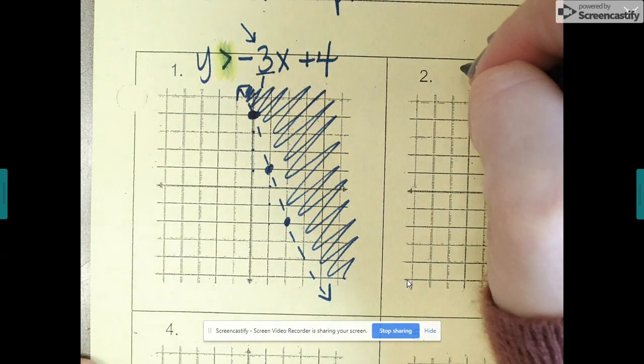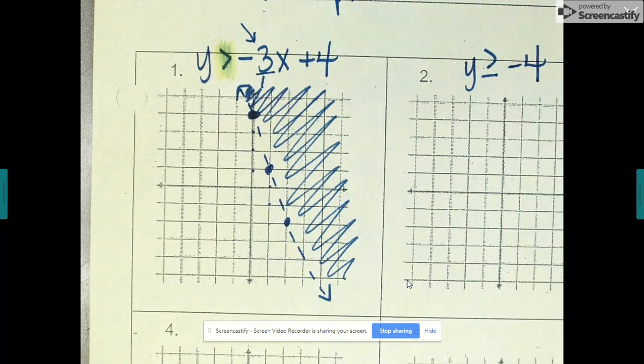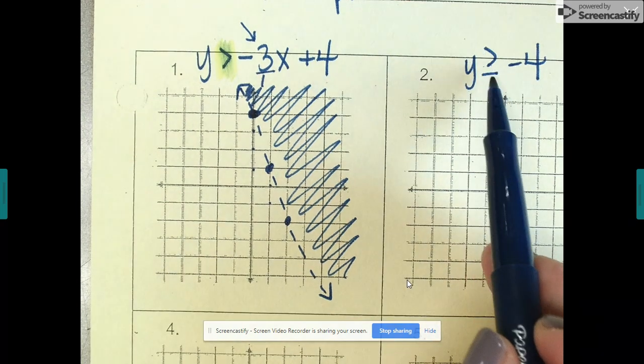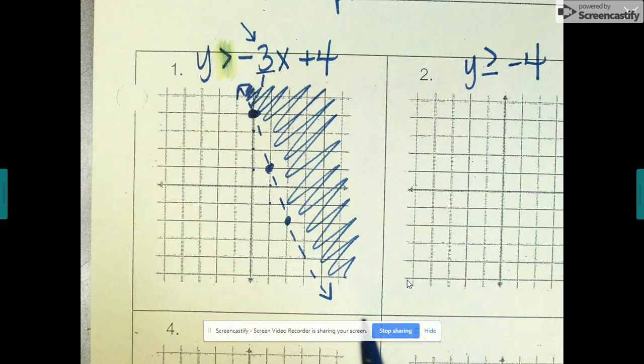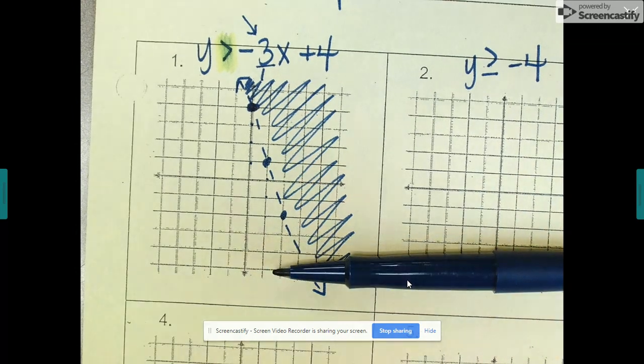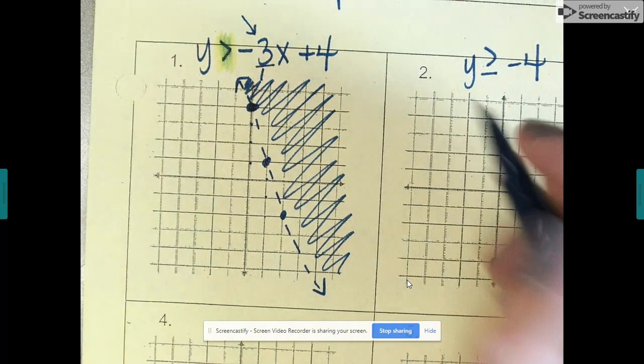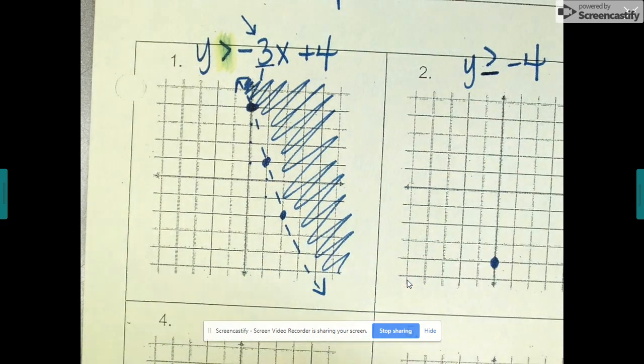The second one is y is greater than or equal to negative 4. Okay, so y is greater than or equal to negative 4. Where is y is negative 4? So here's your y-axis. Where is it negative 4? 1, 2, 3, and 4, right there. Now you should know that if it's a y equals a number, it's going to be a horizontal line. But here we have to think about, is it going to be solid or dotted? It's going to be a solid line because we have this line underneath it. So let's make a solid line through y equals negative 4.